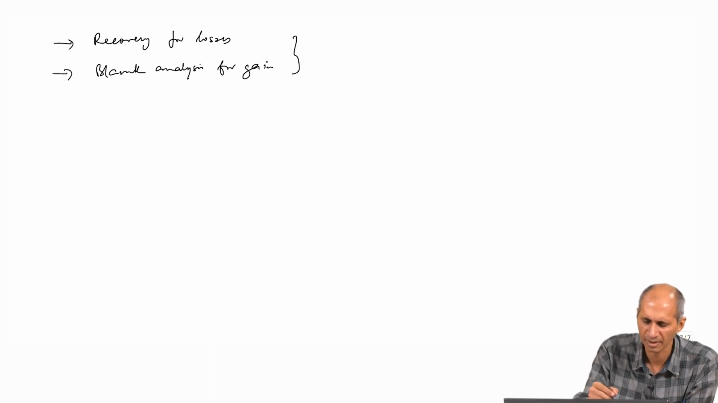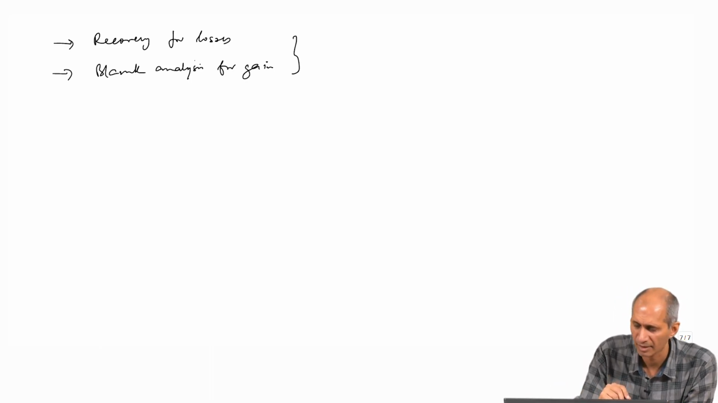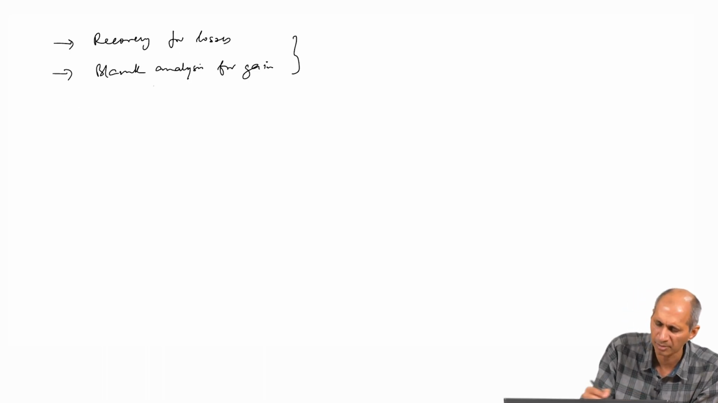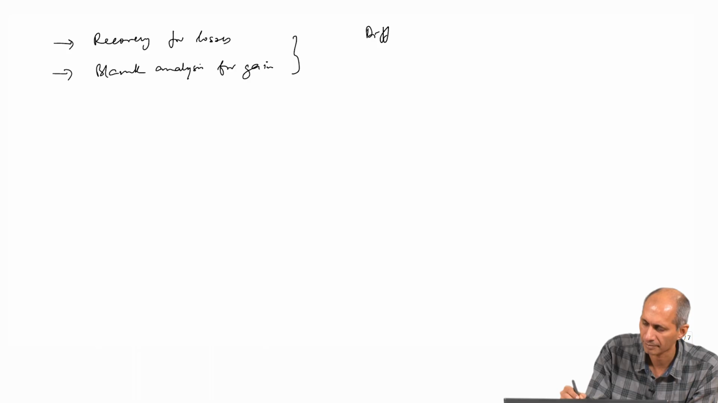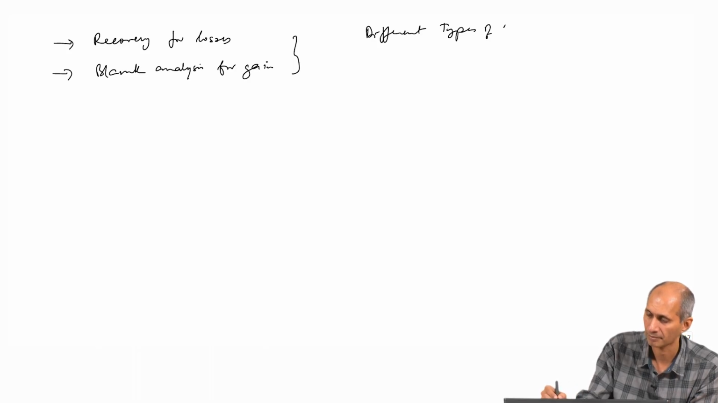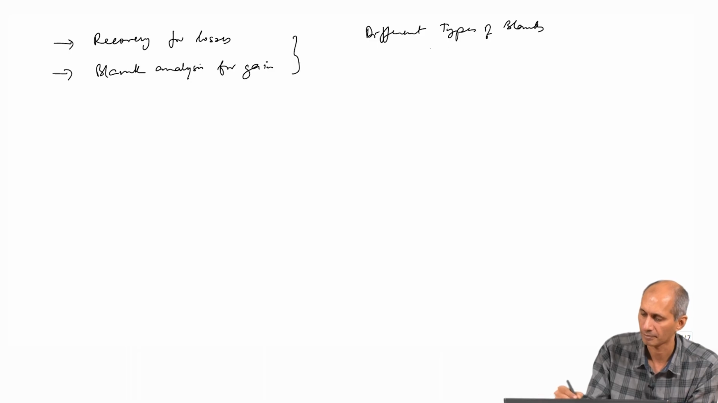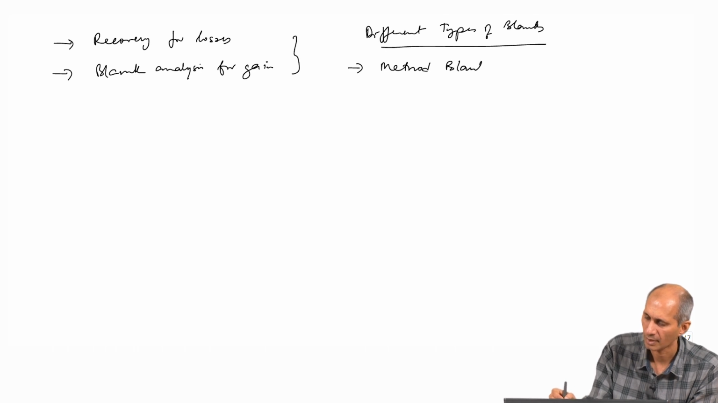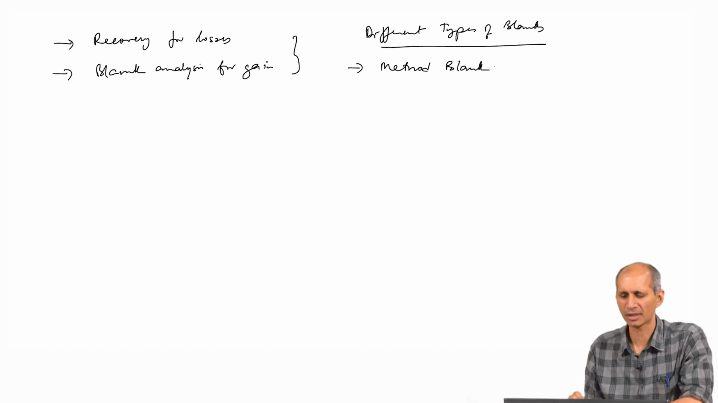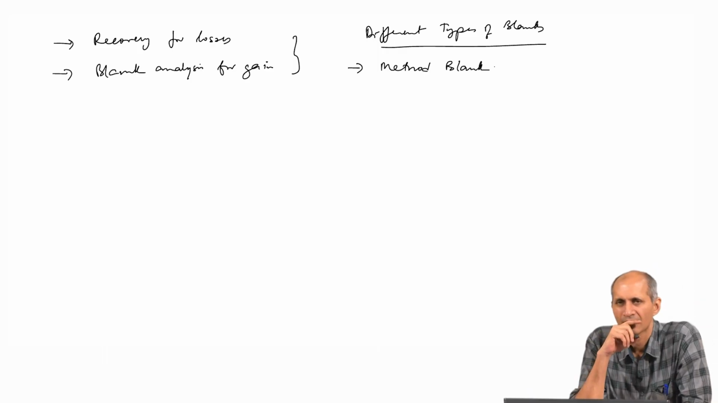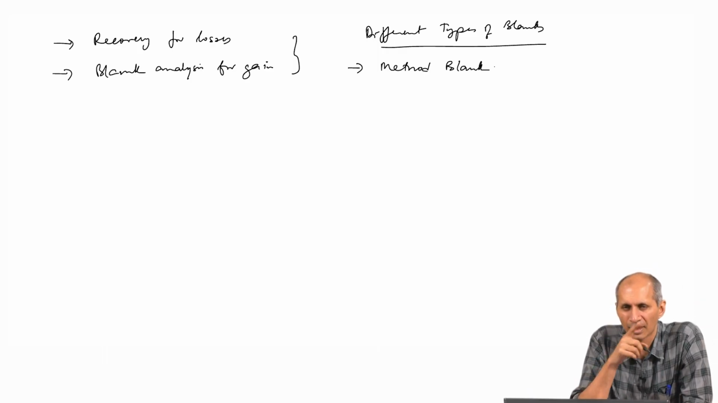Okay, so to summarize this, there is recovery for losses, and there is blank analysis for contamination. There are different kinds of blanks. These are all methods of troubleshooting. There is a method blank that essentially tells you if along the way there is any contamination that is happening.